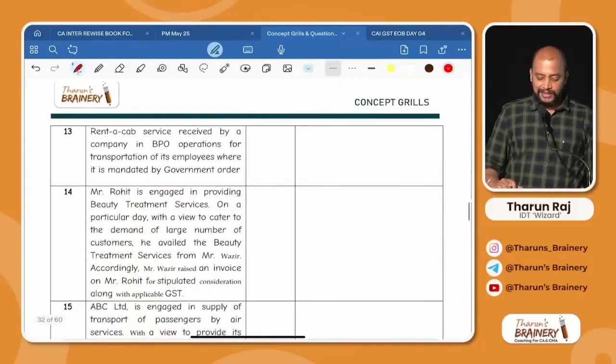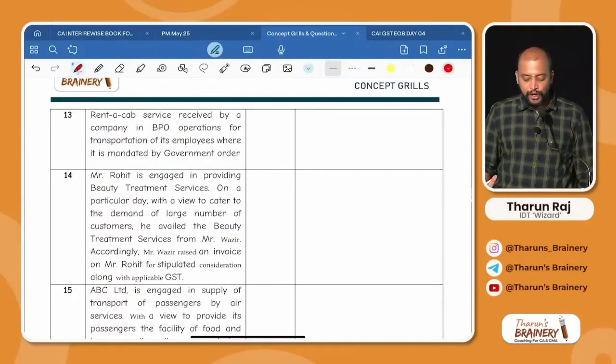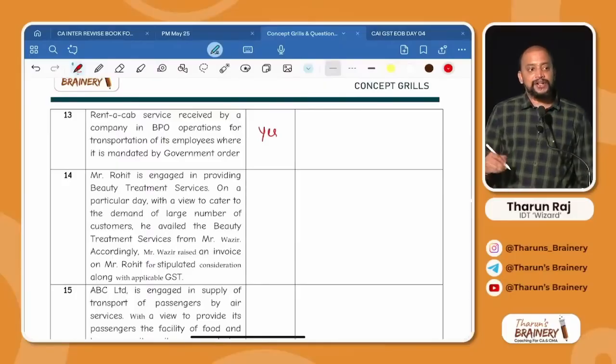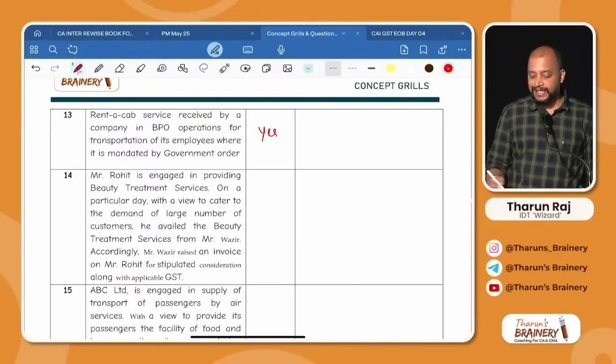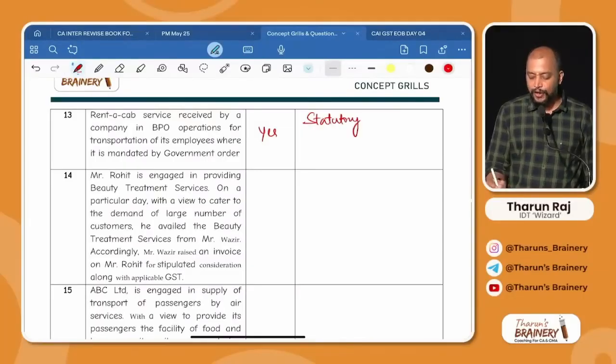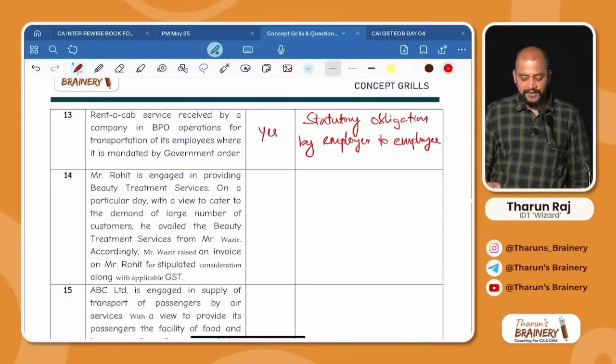Then next, 13. Rent-a-cab service received by a company in BPO operations for transportation of its employees, where it is mandated by government order. Whether ITC available? Yes. Generally rent-a-cab is blocked credit, but it is covered under the exception. What is that exception? Statutory obligation by employer to employee. That's why ITC is available.